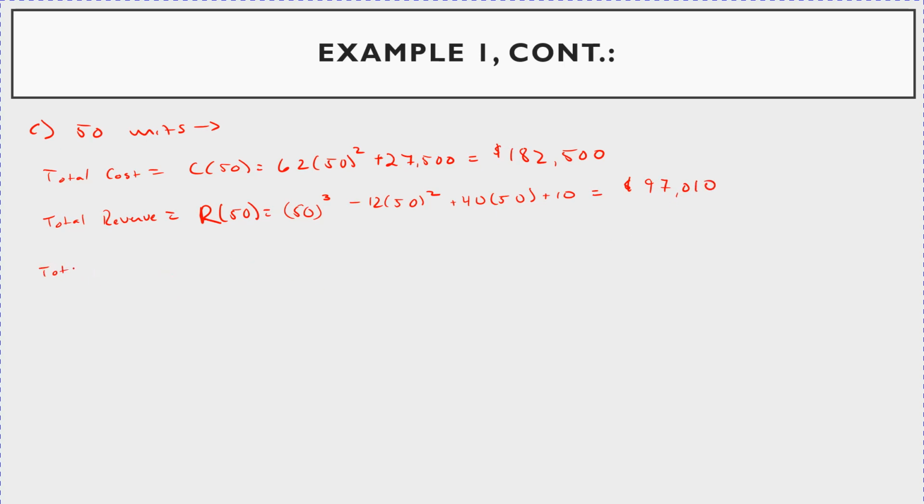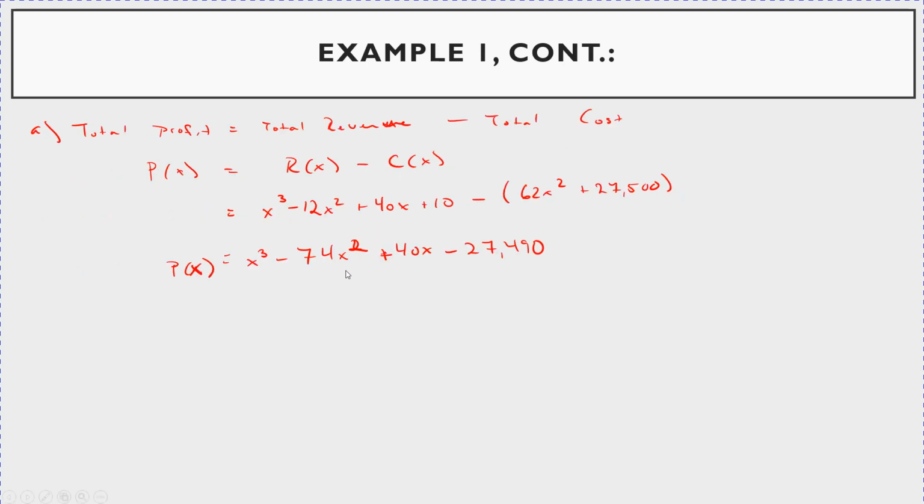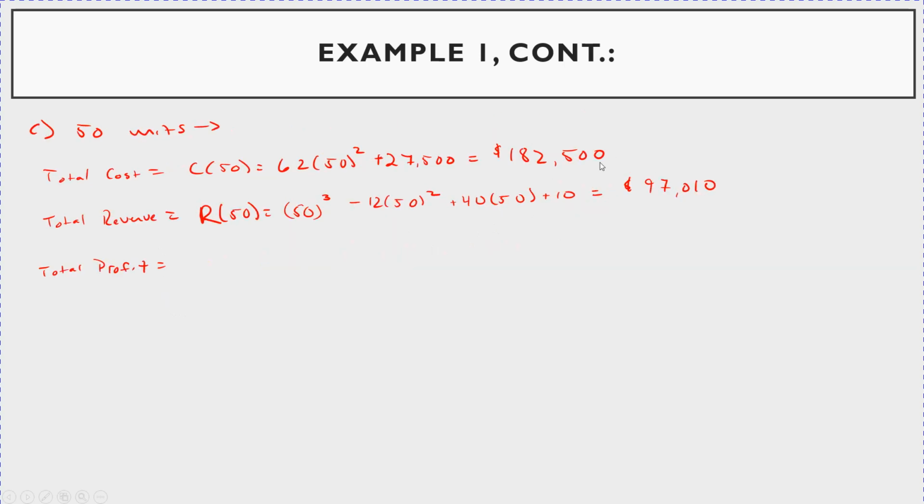What is the total profit they make? Well, if you look here, they're going to lose money. But let's even just plug it into this profit function we have here. You could just subtract these two numbers, this minus this. But if you plug it into the profit function we have, it's 50 cubed minus 74 times 50 squared plus 40 times 50 minus 27,490, and it looks like they were going to lose $85,490. Not good. Not good. Sorry, that was part B.